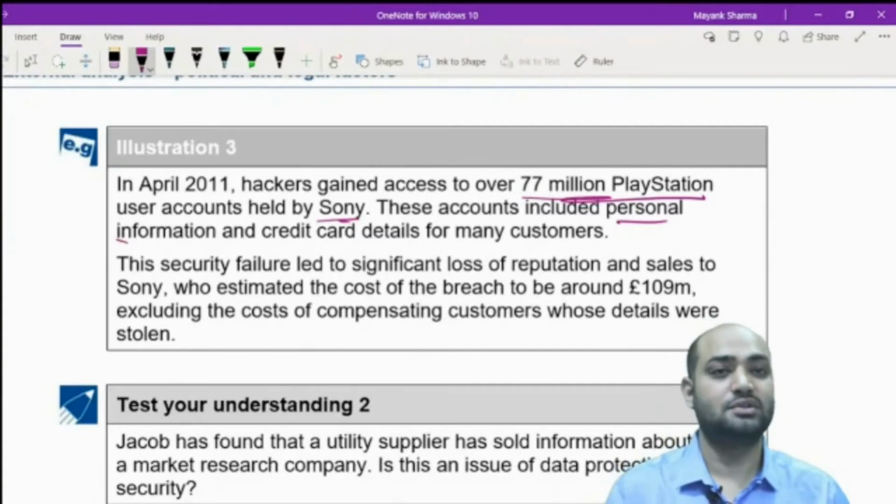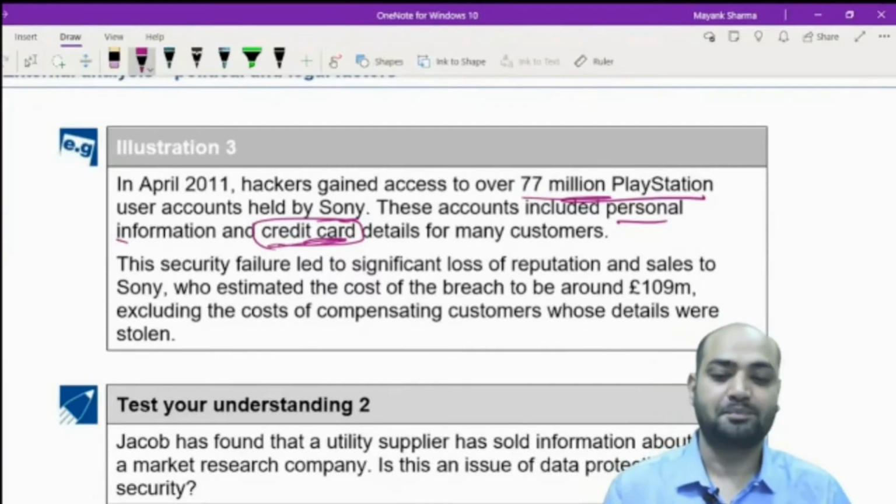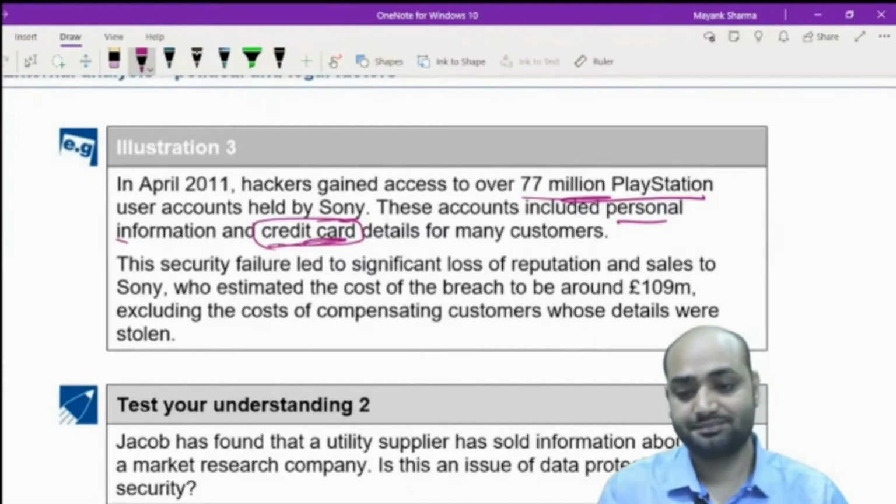These credit card details and personal information together can be used to pay for something which the original user is not paying for. I would say it can be used for fraud. This security failure led to significant loss of reputation. Obviously, people will not easily believe in the security system of Sony. Although it happened way back in 2011, even today users who were affected at that time may not use Sony for PlayStations or anything else. So overall, the brand reputation suffered a loss.